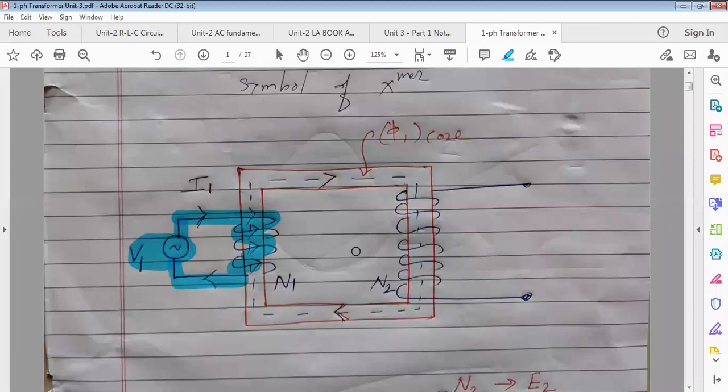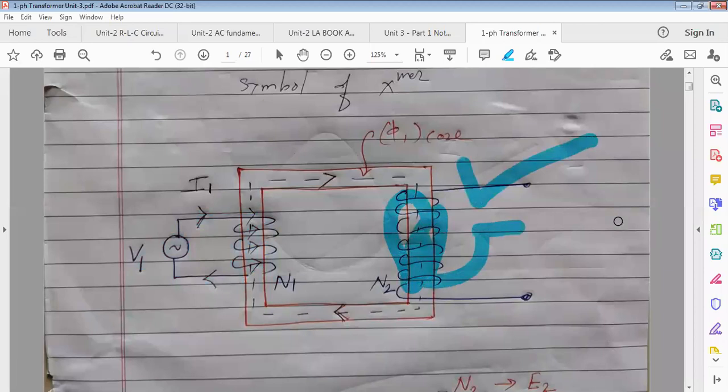AC source. Very good, AC voltage source, isn't it? So the AC voltage source is connected across the primary winding. The primary winding has N1 number of turns. Okay, and then the output you will get across N2 number of turns, and that's why this one is called the secondary winding. Now, what about the core?